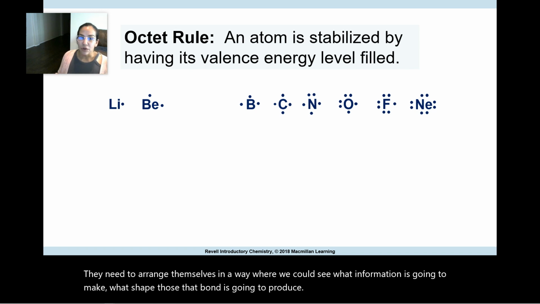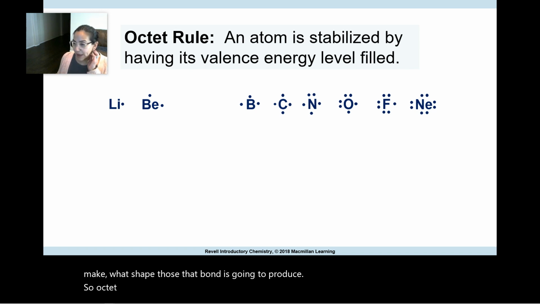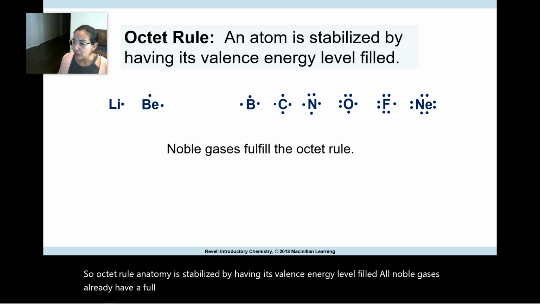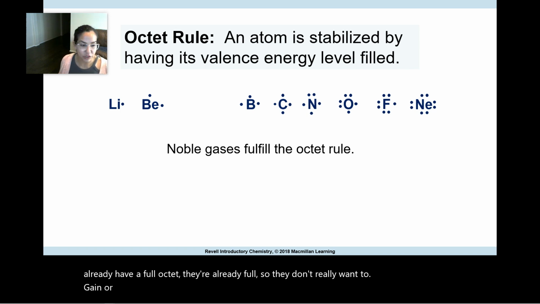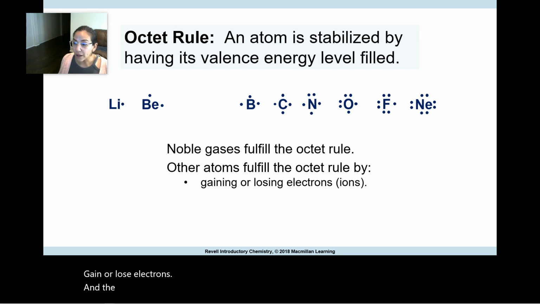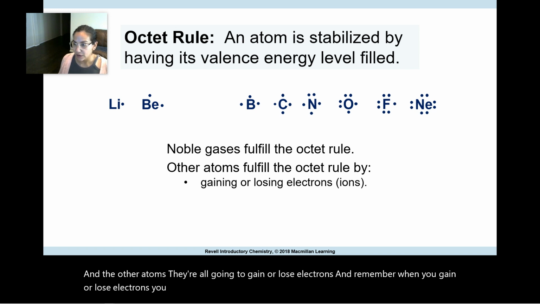So, the octet rule. An atom is stabilized by having its valence energy level filled. All noble gases already have a full octet. They're already full, so they don't really want to gain or lose electrons. And the other atoms are all going to gain or lose electrons. And remember, when you gain or lose electrons, you become an ion, right?